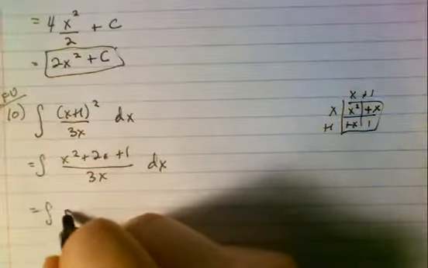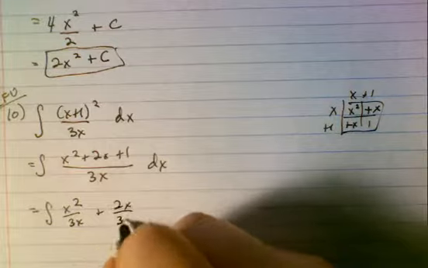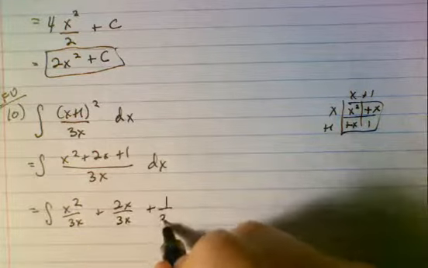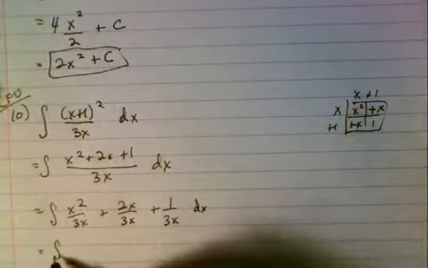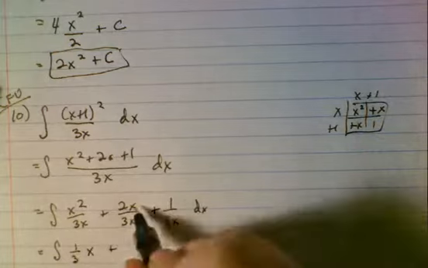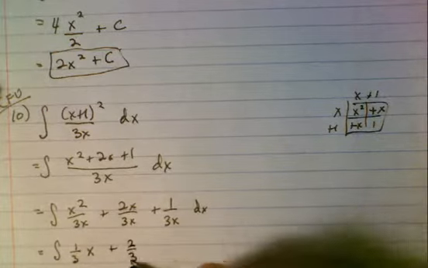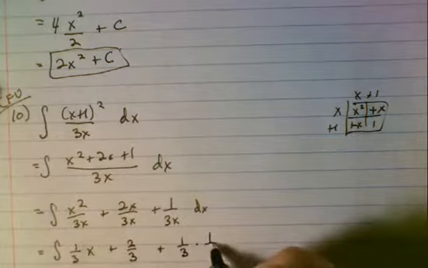So this is the same as the antiderivative of x squared over 3x plus 2x over 3x plus 1 over 3x, which is the same as the antiderivative of, let's see, one of these x's crosses out, so that's 1/3 x. These x's cancel out, plus 2/3. And then this is plus 1/3 times 1 over x.